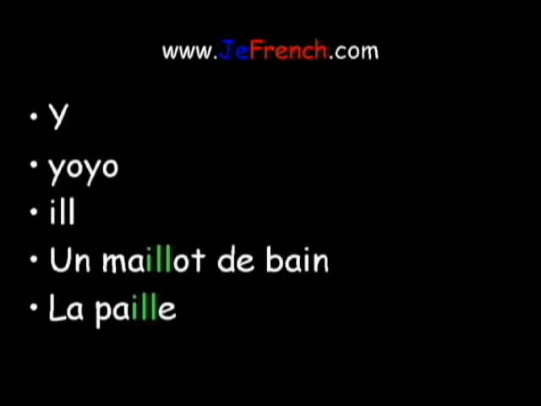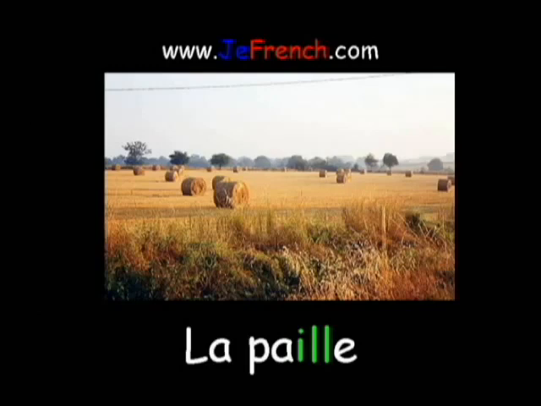Another particular sound to the French language is the ILL sound, which is basically the same as the Y sound in yo-yo. ILL becomes pronounced as a Y. Examples are un maillot de bain, a bathing suit, and another example is la paille, straw.